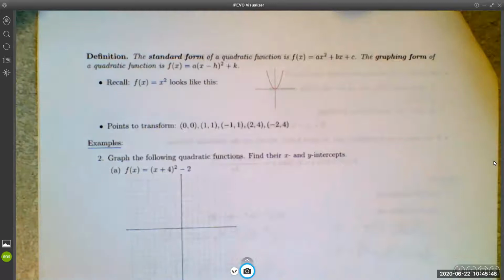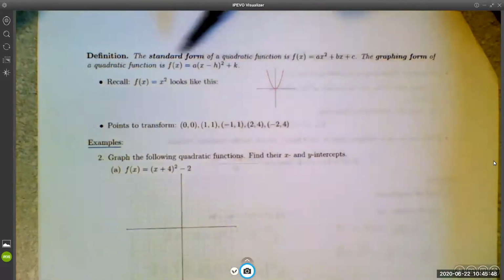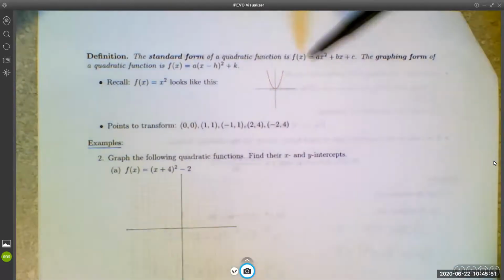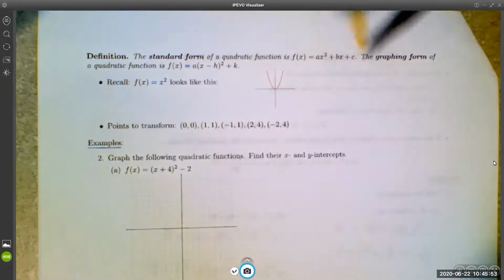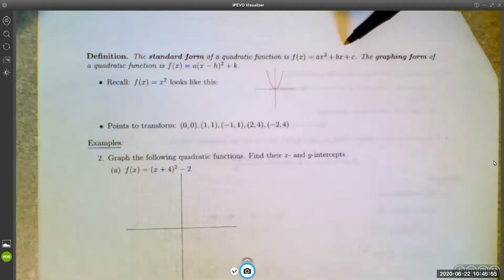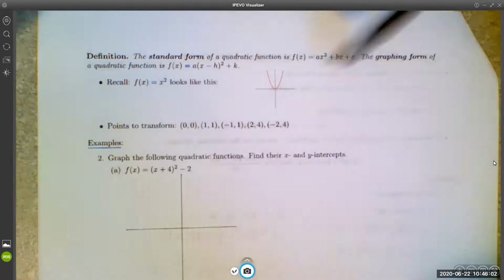But so the standard form of a quadratic function is f of x equals ax squared plus bx plus c. But that's not usually the way that we like the function to be in order to graph it.